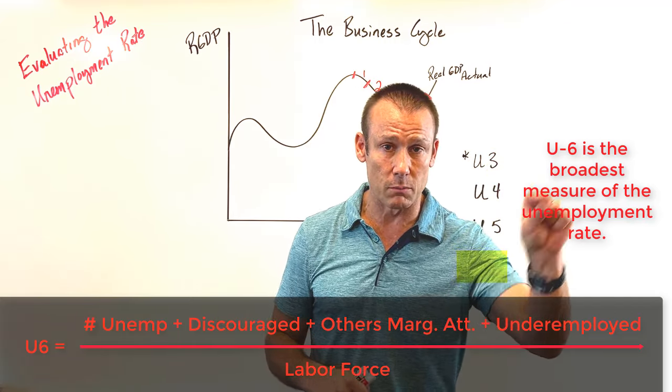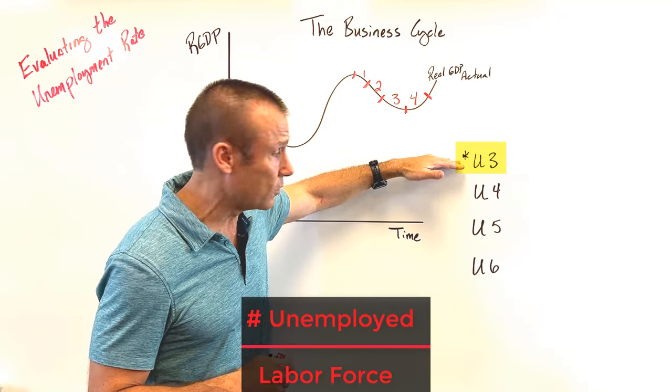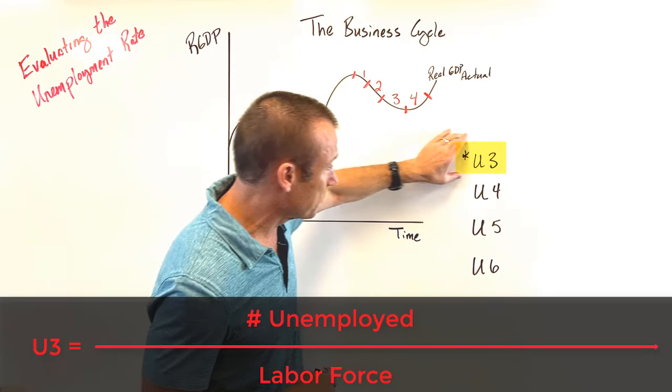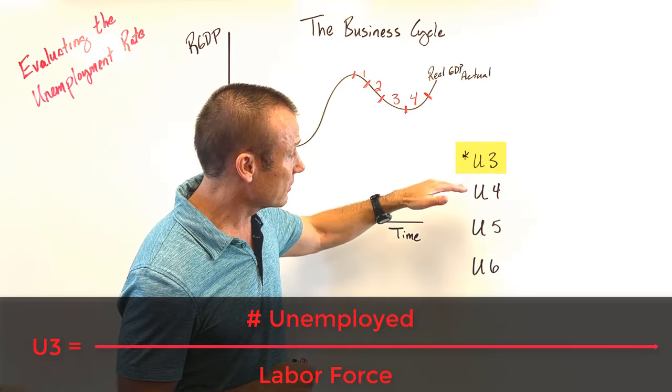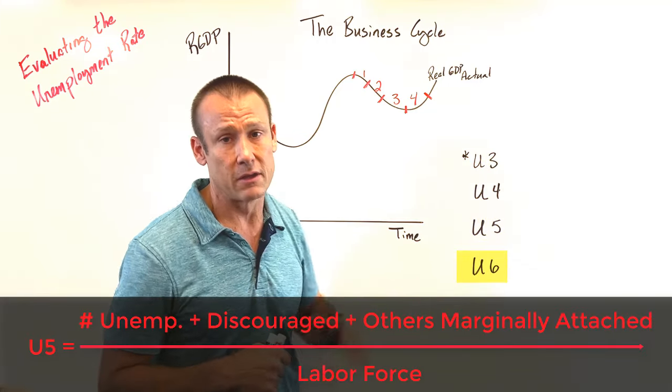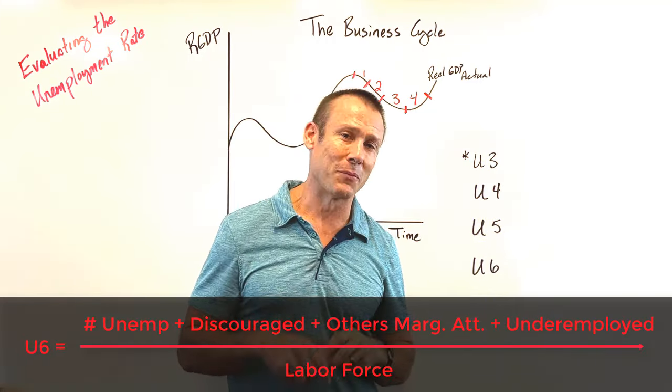Again, this is the one we teach in the macro classes. This is the one that's reported in the news, but there are these other ones, right? And what we're really focusing on is why might this be misleading, right? And you can understand why maybe we should want to look at the U3, the U4, the U5, and the U6. Boy, I hope that made sense to you.